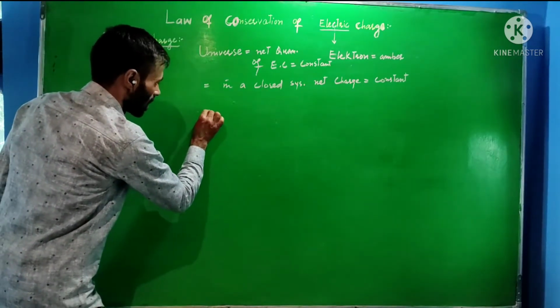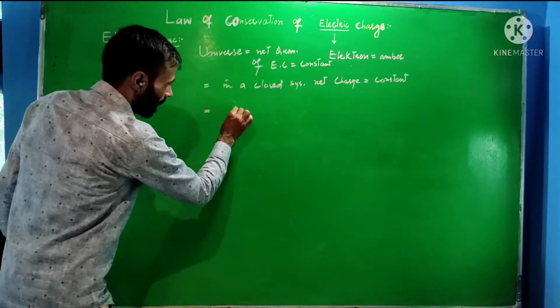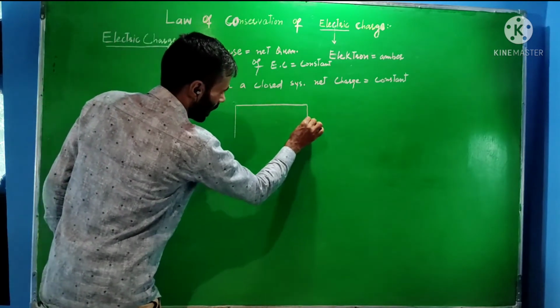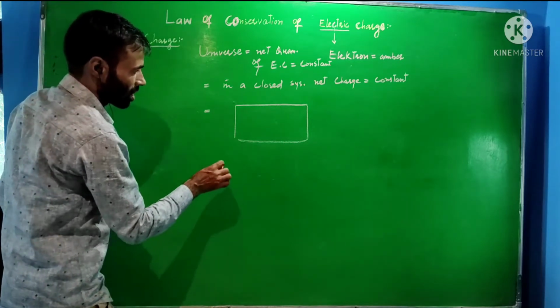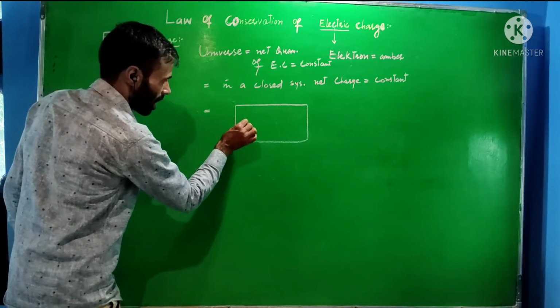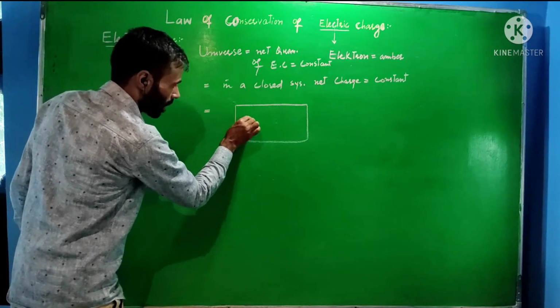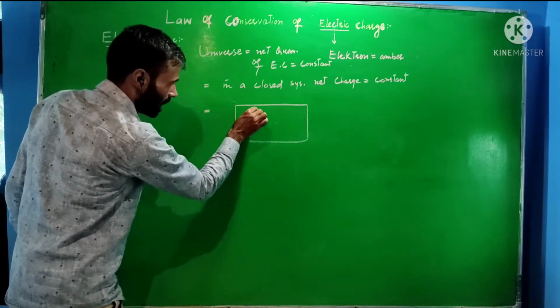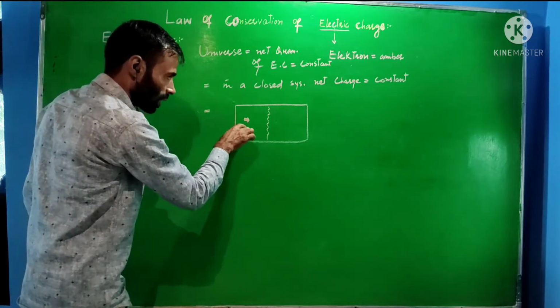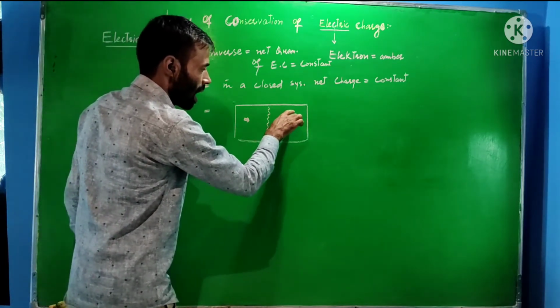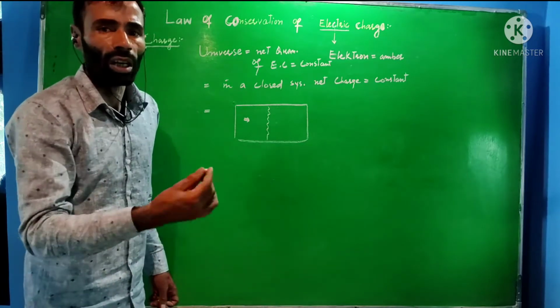Or I may say it like this: if we have a system, I will take this as a closed system or an isolated system, and if within this system some amount of charge is lost from this part, then the same quantity of charge will appear in some other part.